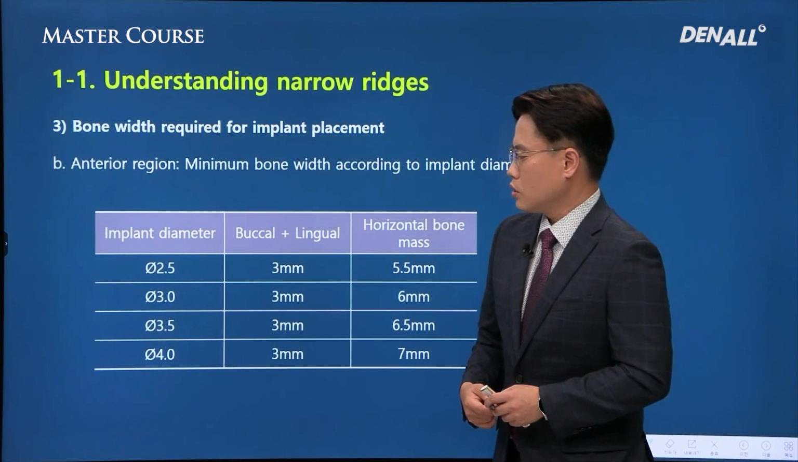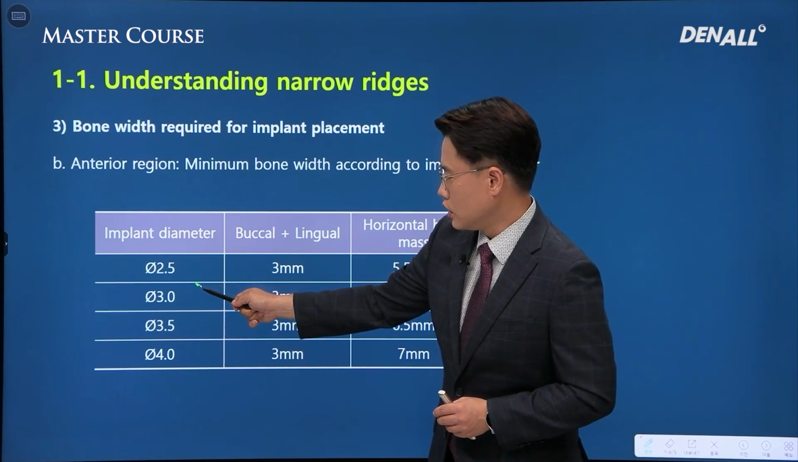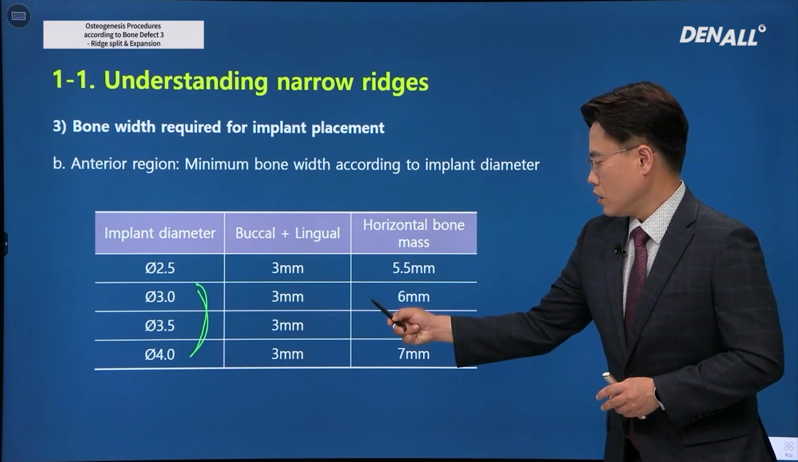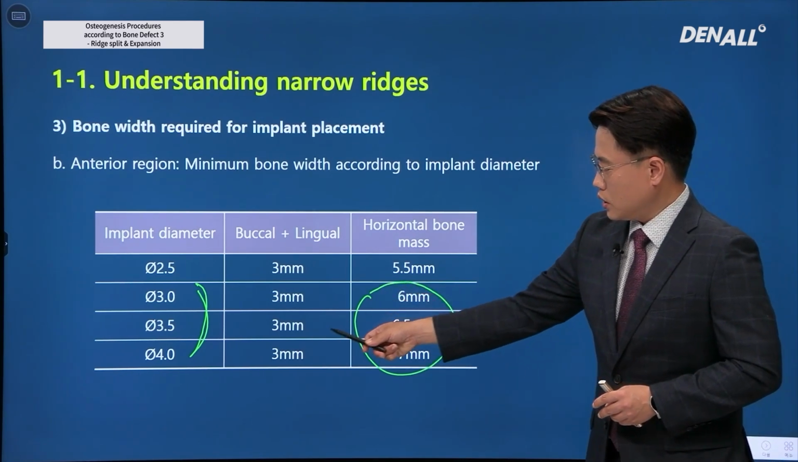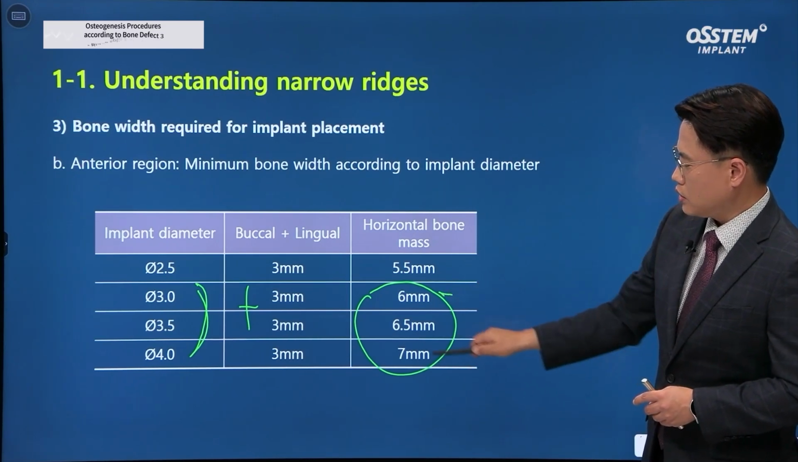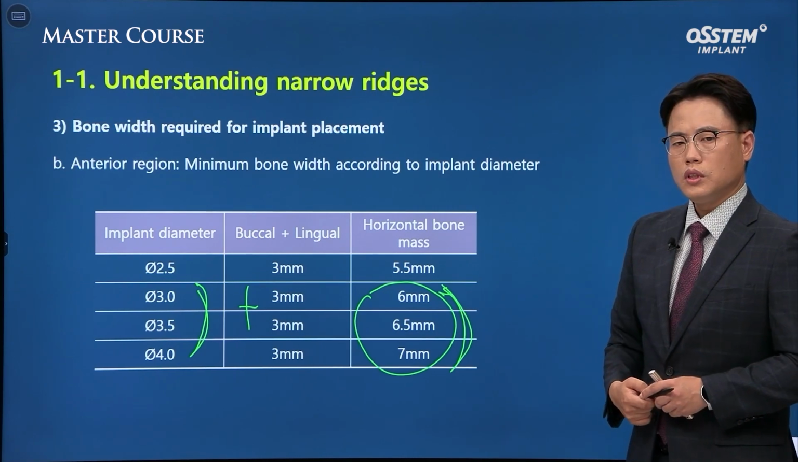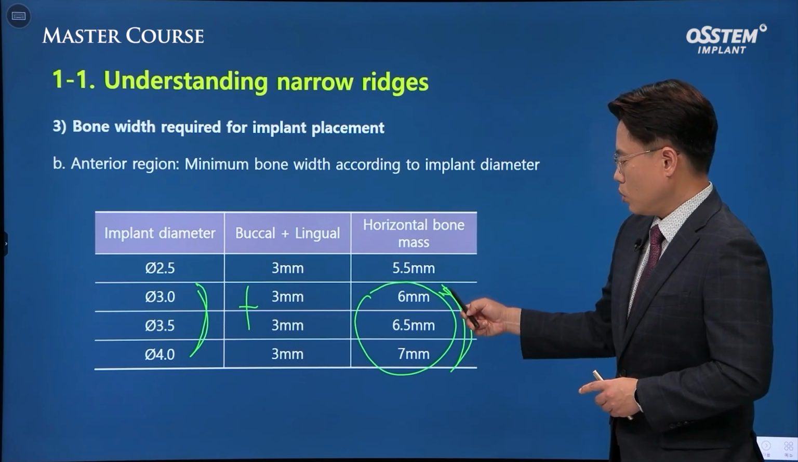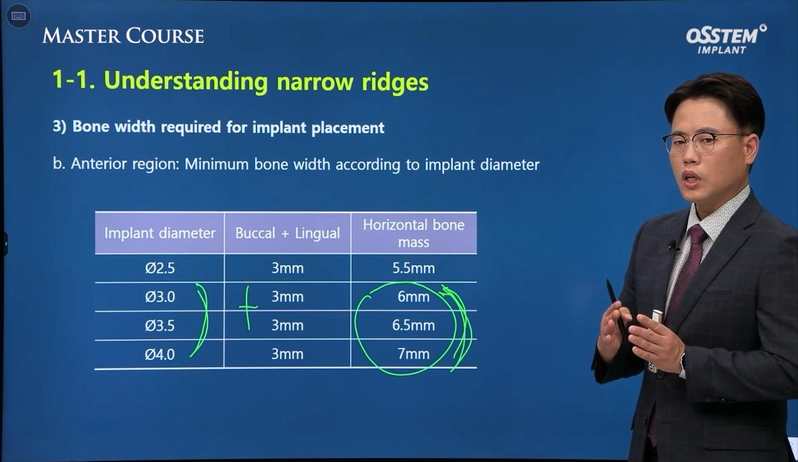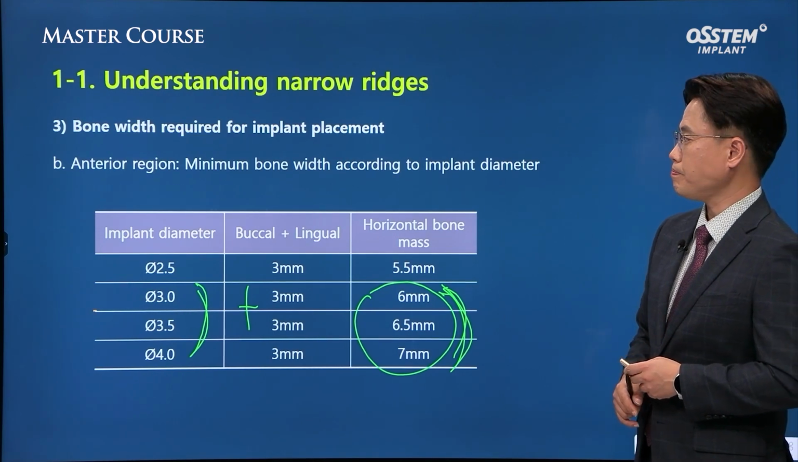In the case of anterior region, not a lot of load is applied, therefore the diameter of the implants tend to be smaller in most cases. So adding 3 millimeters, you need to think of the horizontal bone mass depending on the implant you choose. This is the residual amount that is necessary. If it is narrower than that, then it can be classified as narrow ridge, and additional actions need to be taken to place the implant.